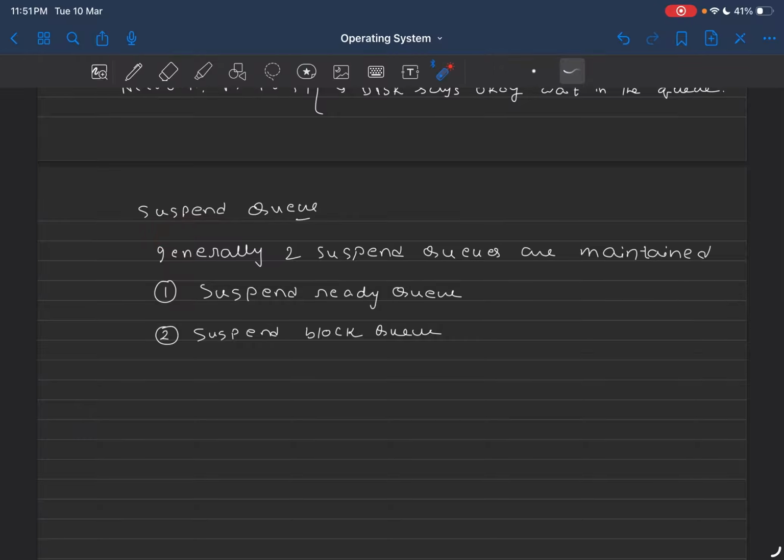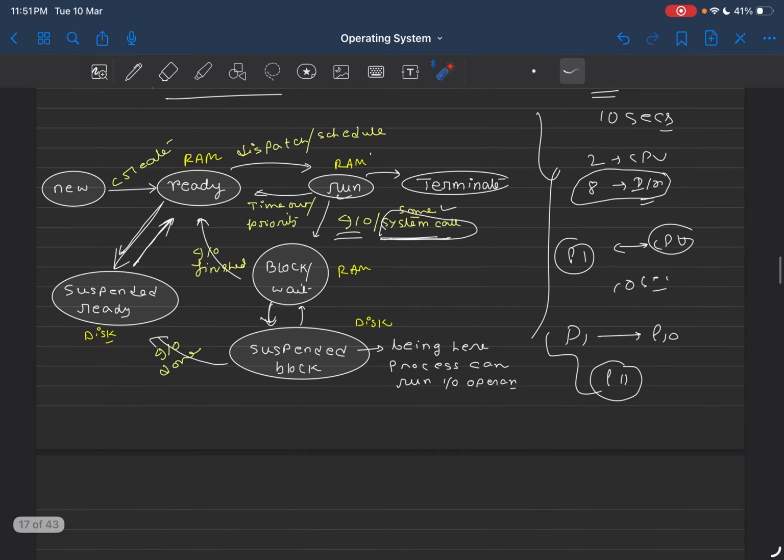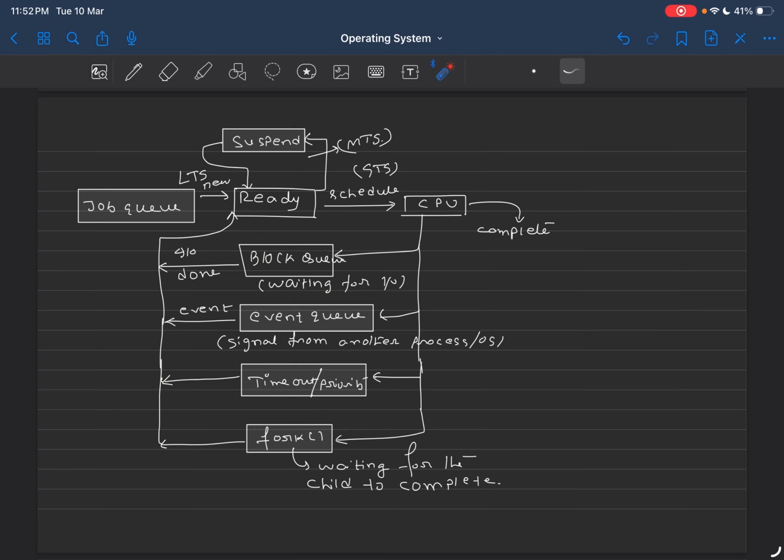Then there is something called the suspend queue. Every operating system generally has two suspend queues. So what are those? One is the suspended ready queue, and one is the suspended block queue. What is the suspended ready queue? All the processes that are in the suspended ready state are in this suspended ready queue, and all the processes that are in the suspended block state are in this suspended block queue. So these are all the queues available.